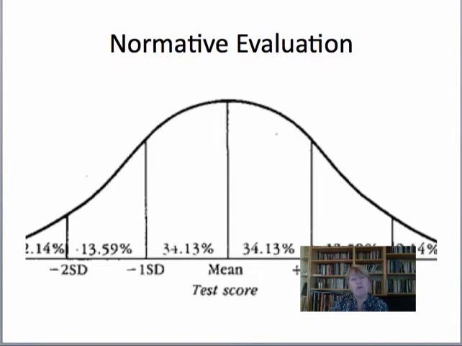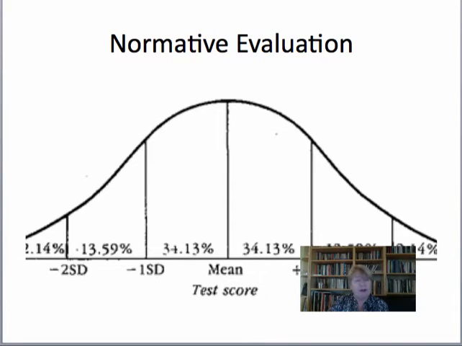Now, if you go 2 standard deviations or more above the mean, which is about 2% of the population, you're talking about students who fall into what would be considered the gifted range or the significantly above average range. So about 2% of the population is significantly above average. If we were talking about cognitive ability, those would be the students that we might label as gifted.